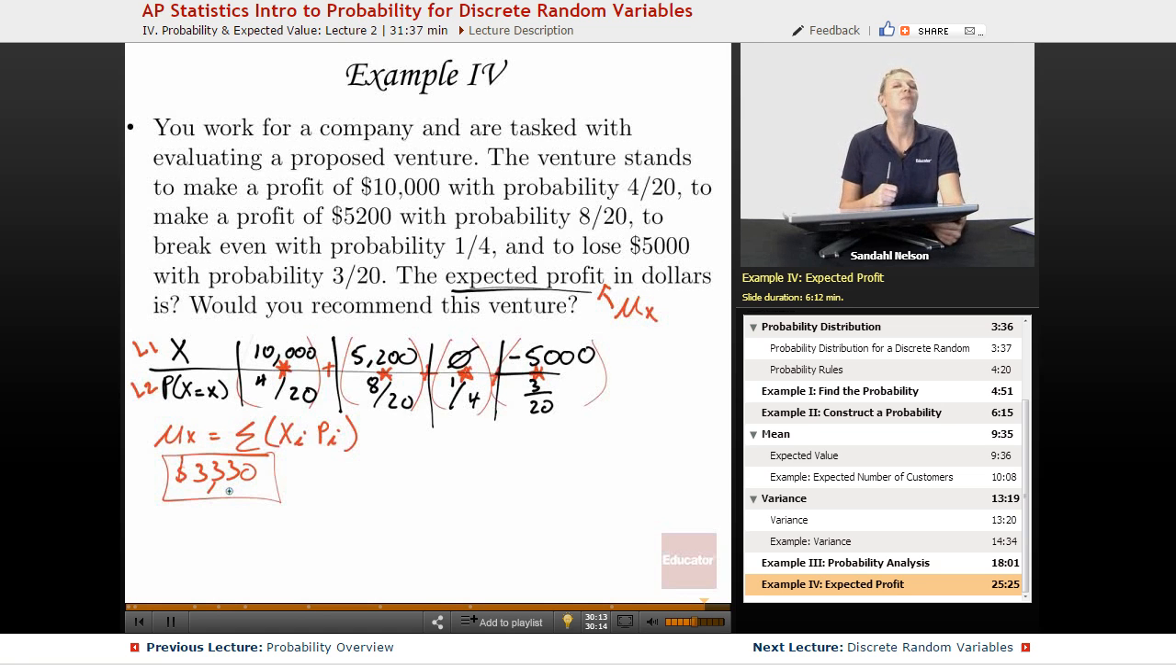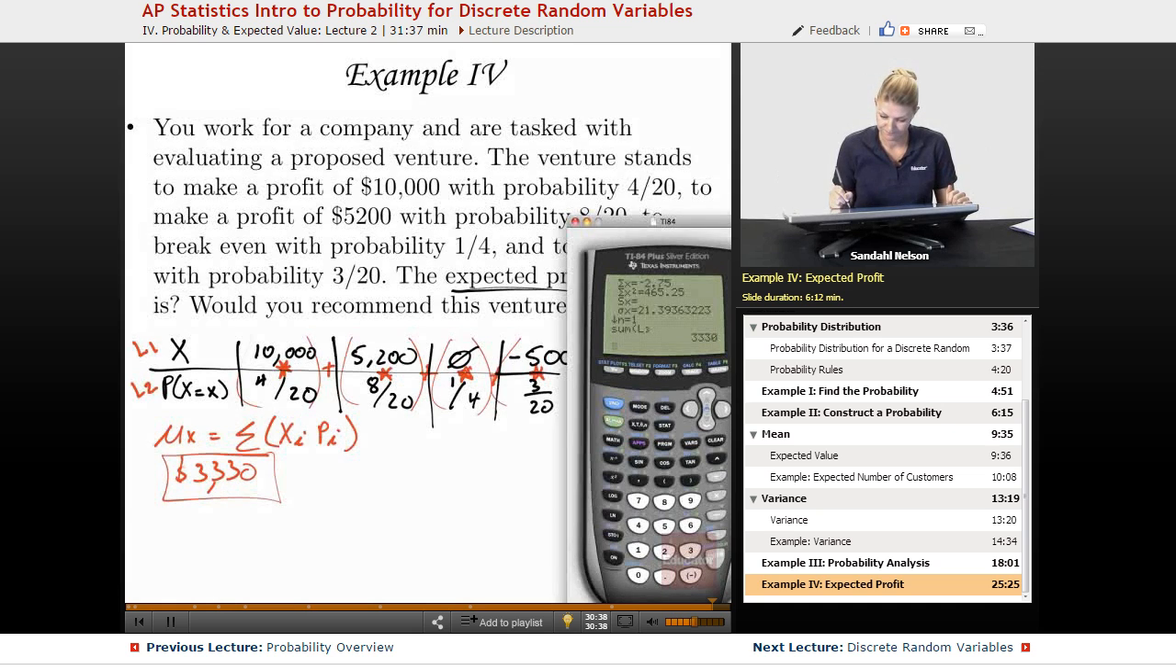Okay, would you recommend this venture? So right off the bat, yeah, probably, but you really shouldn't recommend it until you've looked at the standard deviation. Because what if, on average you would make 3,330, but you have a huge standard deviation, which means you could lose so much that you bankrupt the whole company, right? So you don't want to just give the mean when you're asked what you think about this. You want to give the mean and the standard deviation.